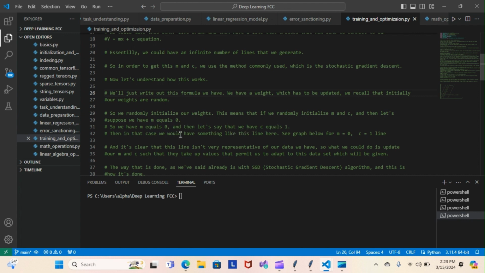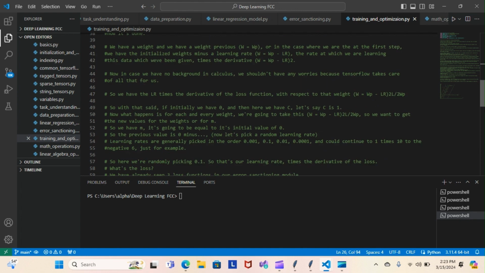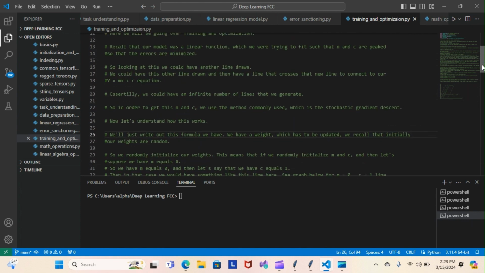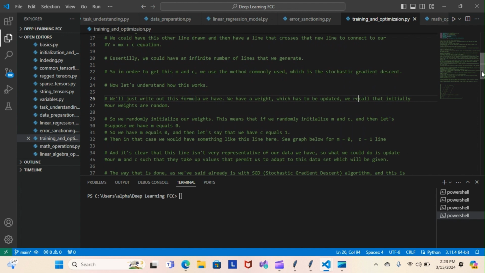Then in that case, we would have something like this line here. See graph below for M equals 0, C equals 1 line. And that's going to be this line right here. See this line that's out of whack that goes straight across all the other lines? That's the line we generated right there, just by randomly placing our numbers. We did that part already, and it's clear that this line isn't very representative of the data we have.